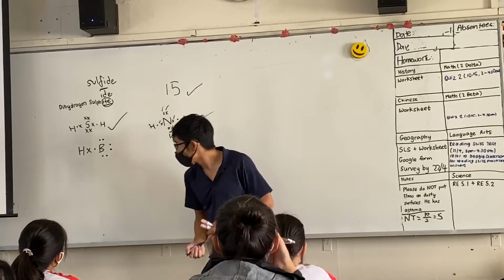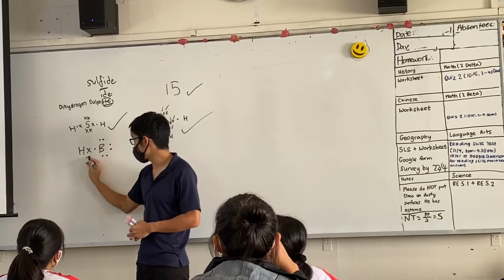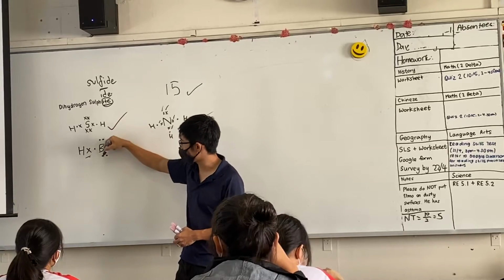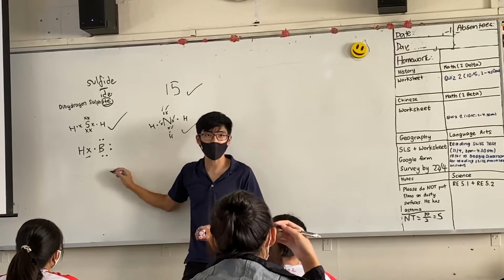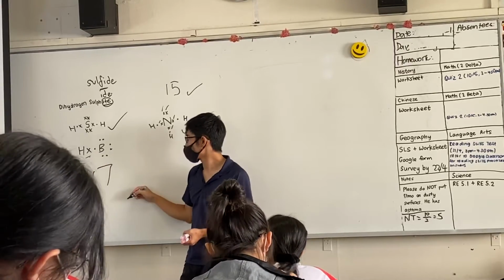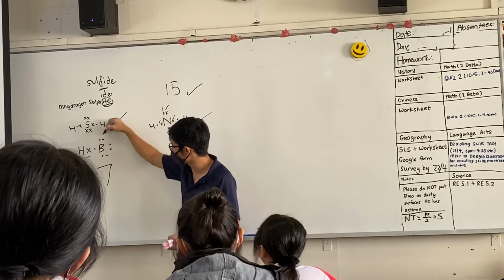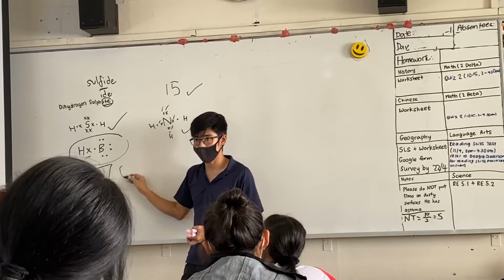Let's look at hydrogen bromide. Hydrogen has 1 valence electron. Bromine has 1, 2, 3, 4, 5, 6, 7. 7 valence electrons. Okay, it's in group 17. So now, after sharing, 1, 2, 3, 4, 5, 6, 7, 8. Hydrogen bromide. Okay, this is also okay.